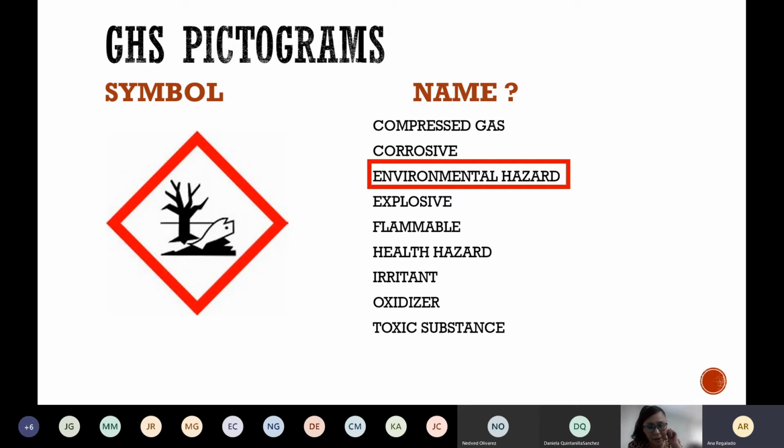So that's all 9. Any questions on the pictograms? No, ma'am. Okay, good. I think most of them are obvious. The ones that are not, like I said, I would highlight them so that they stand out and you start memorizing what they mean.